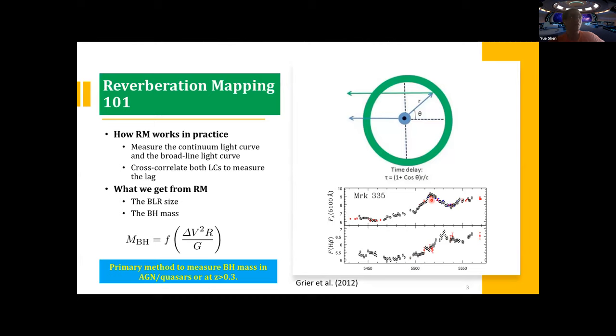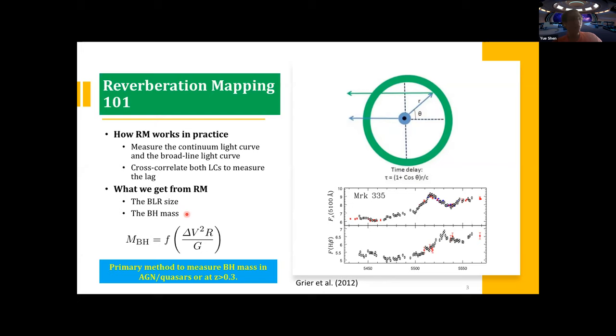So this schematic here on the top just shows a very naive structure of the broad line region, which just uses a ring. And different parts of that broad line region will have different time delays. Some will have zero delay if it's along the line of sight, and some will have maximum delay if it's on the opposite side of that accretion disk. But the average delay you measure represents the average distance of the broad line clouds to the center of that black hole. So once you get that time delay, you get the average size of the broad line region.